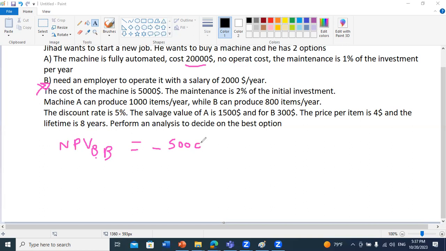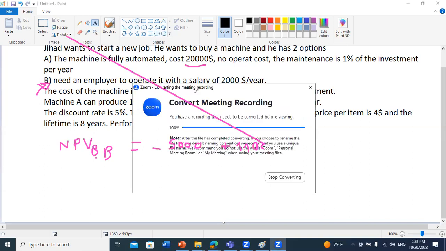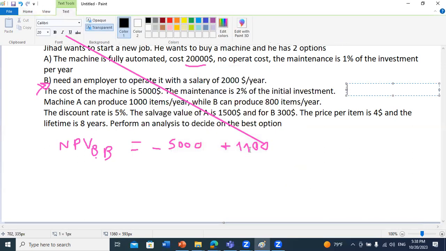And we have seen that the gain is just $1,100 per year. And we multiply it by the summation, which is, as we mentioned before, the summation S that you can directly use. It's the same summation that we did before from 1 to 8, okay? Plus the salvage value, as that is equal here to 300.